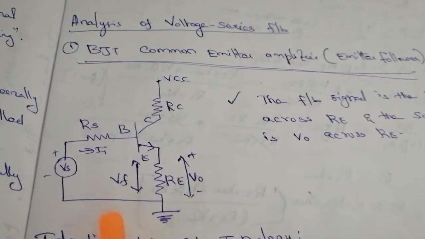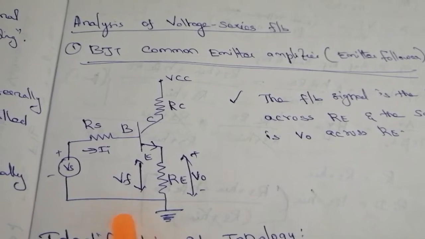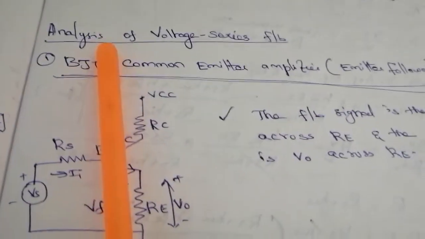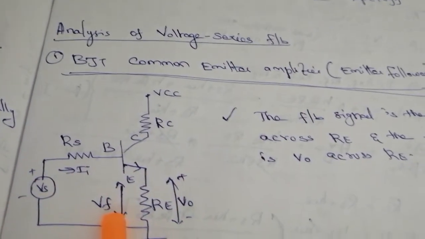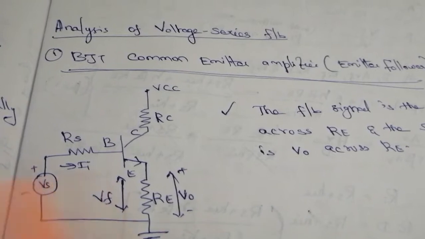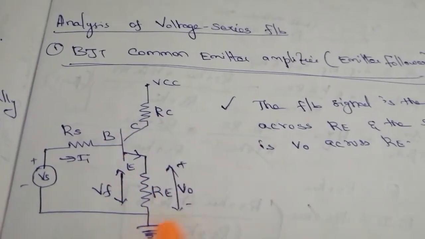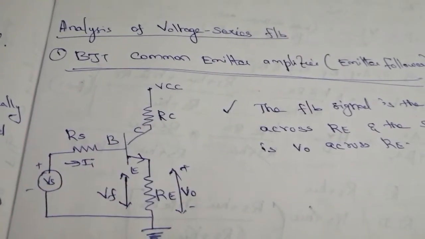Okay, it's the input side sampling. What about the output mixing network? The mixing network may be series or shunt. Already I told you it's an analysis of voltage series, so we can easily find it's a voltage series circuit. But in our question paper, they don't give the title. They just give the diagram only. From the diagram, you have to identify it is a voltage series topology, right?